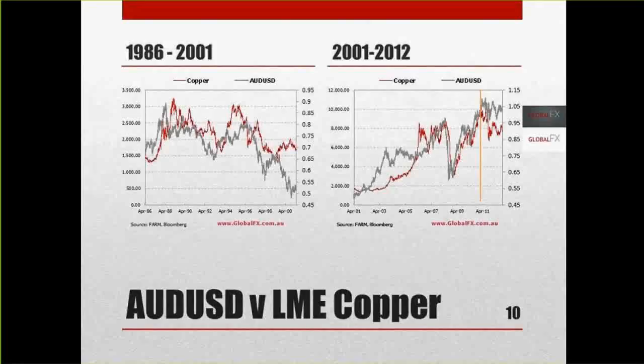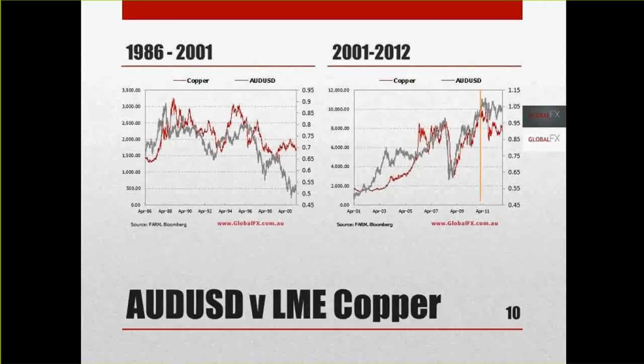I'll use copper as my proxy, and you can see there, the chart on the left, 1986 to 2001, Aussie and copper did pretty well. But then, in that late 90s period, Aussie really underperformed copper. Now, what was going on there? We'll get to that in a sec.